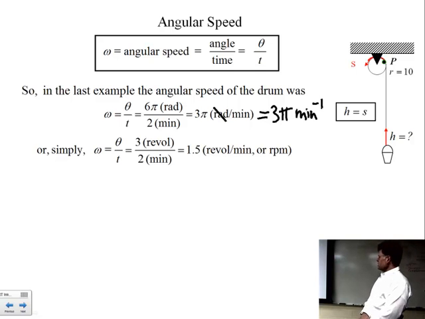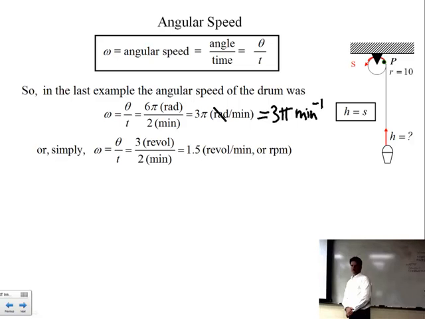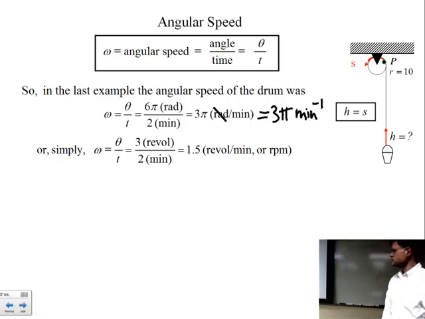Because a radian is 1. 1 radian is equal to 1. So the radian as an explicit unit is purely optional. And so if we leave it out, the default angle is a radian. Okay. All right.